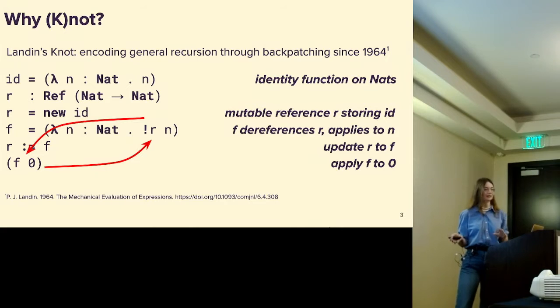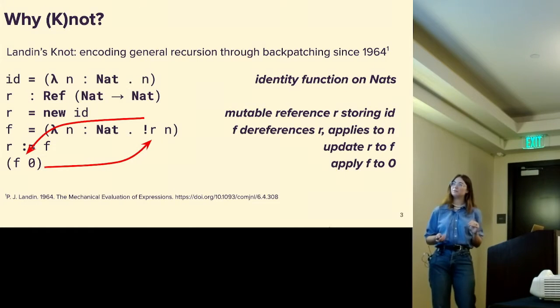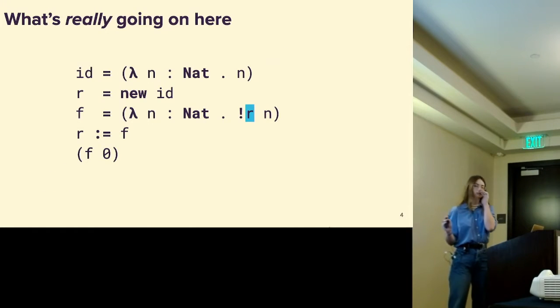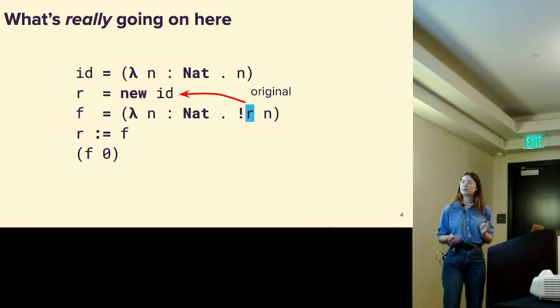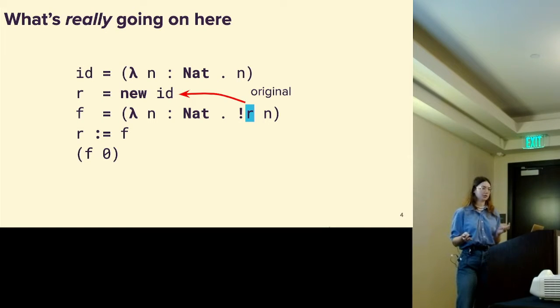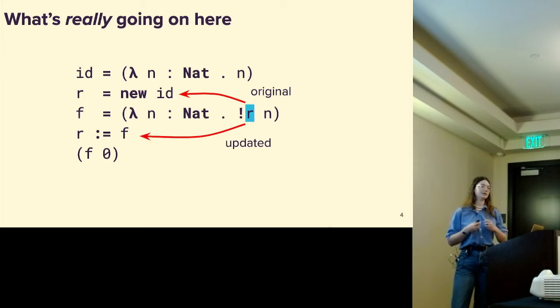So let's take a look at this example in more detail. In particular, I want to draw your attention to this reference R, which is in the function f's environment. Originally, when we defined f, we're referring to the identity function. So if we were to call f at this point, we'd get a fine terminating program, as we might expect in SCLC. Of course, this isn't actually what happens. What happens is we end up updating this reference to contain f itself.